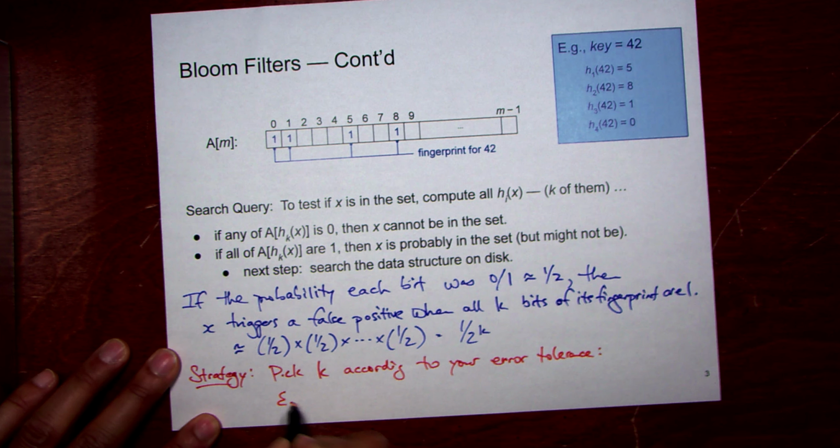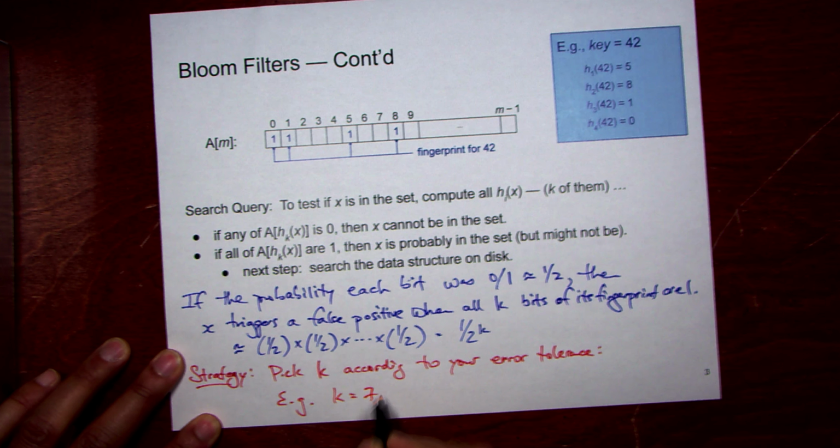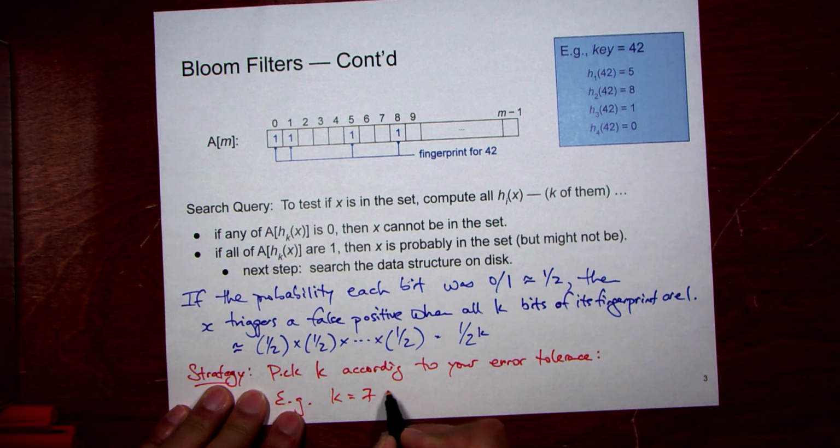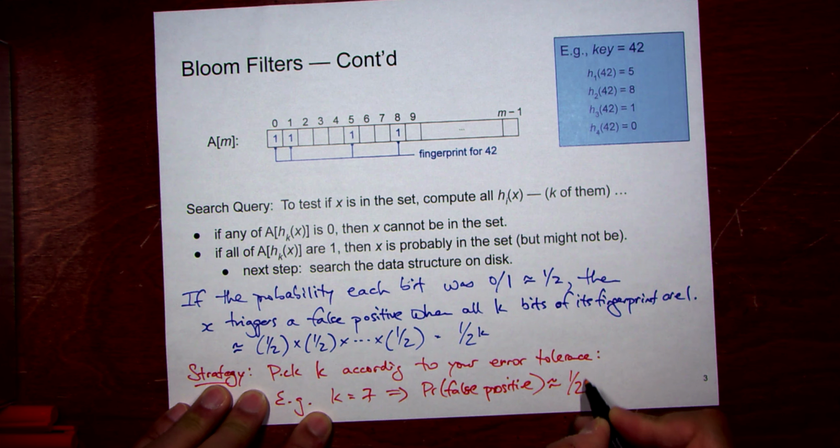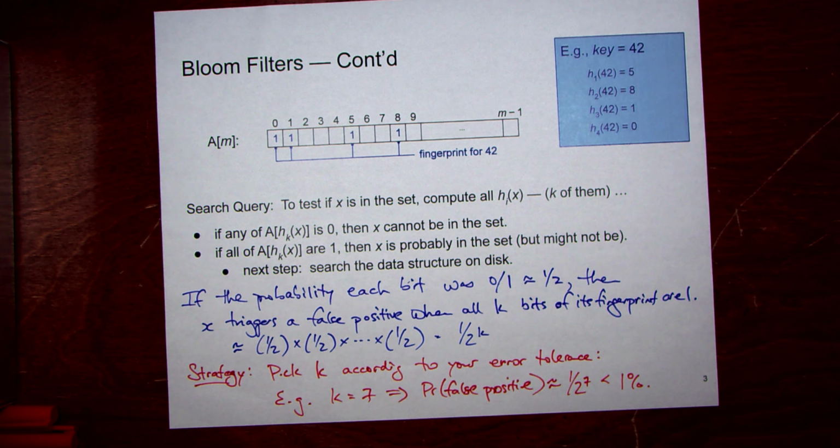So for example, if k is equal to 7, then your probability of a false positive is going to be roughly 1 over 2 to the 7. That's 1 over 128. This is slightly less than 1%. So if 1% is good enough, you'll pick k equals 7.